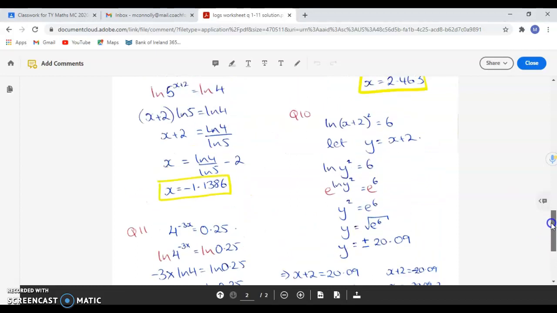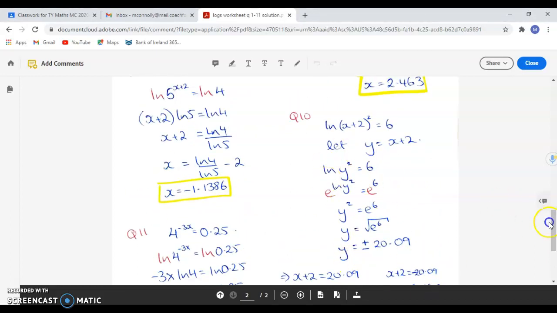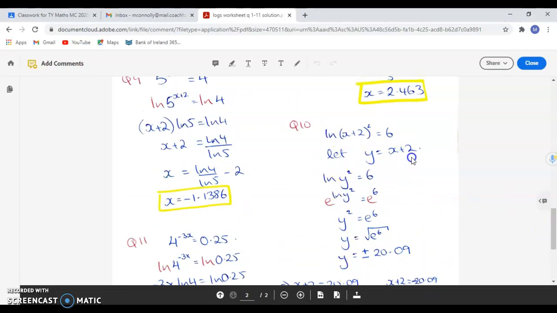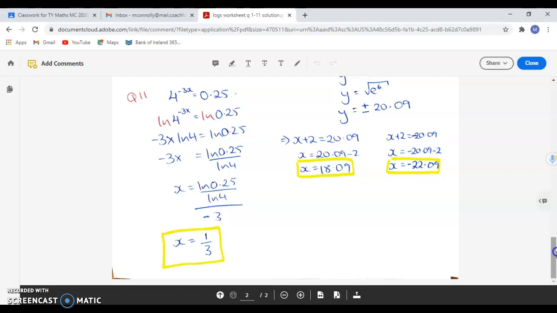Okay, so the important one there to have a look at is question 10. So use substitution. Alternatively, I suppose you could multiply that out and get x squared plus 4x plus 4 and solve it as a quadratic then. But I think it's just as easy to use substitution. And question 11, when you go to do it, that's actually using substitution as well.